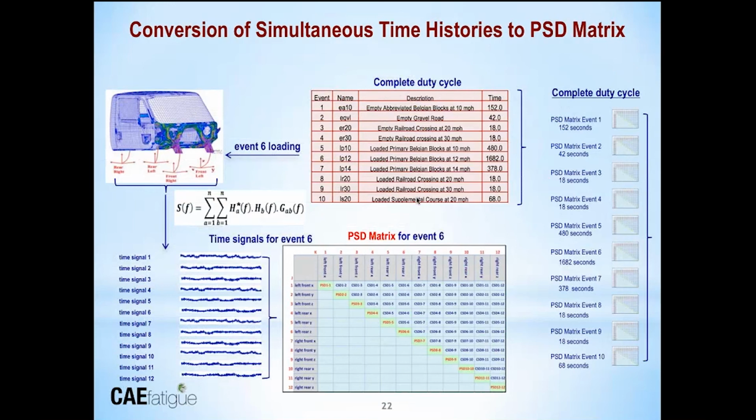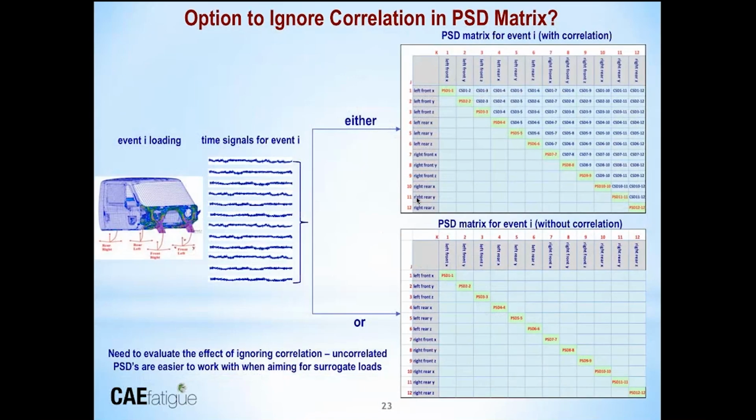So if we think about the case I talked about earlier with a multi-event, multi-channel system, and we want to convert all of this into PSD matrix form in one go, we have a toolkit for this called Time to PSD. And what that does is it creates the PSD matrix for each event, retains the duty cycle durations, all the things we need. It does it automatically for the user.